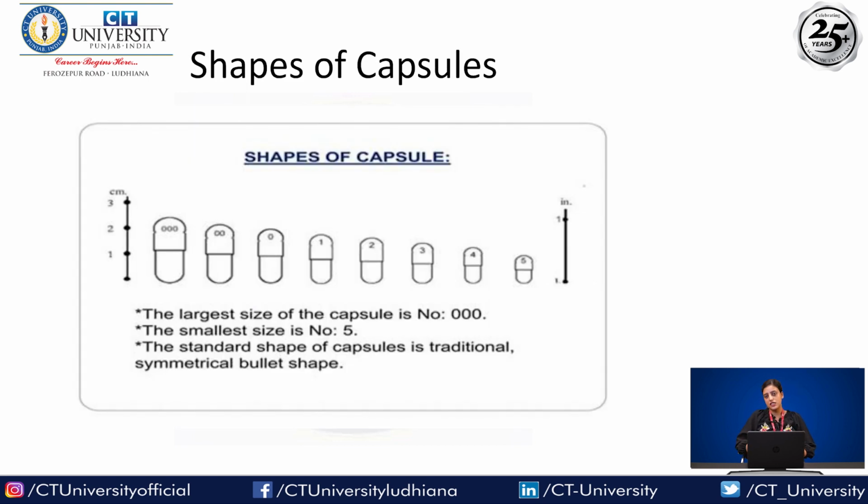After the advantages and disadvantages, capsules are available in different sizes and we should note the different sizes of capsules. The sizes are 000, 00, 0, 1, 2, 3, 4 and 5. The largest capsule is number 000 and the smallest is number 5, and the standard shape of the capsule is considered to be traditional, symmetrical and bullet shaped.